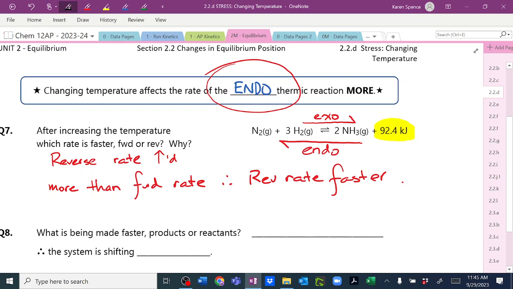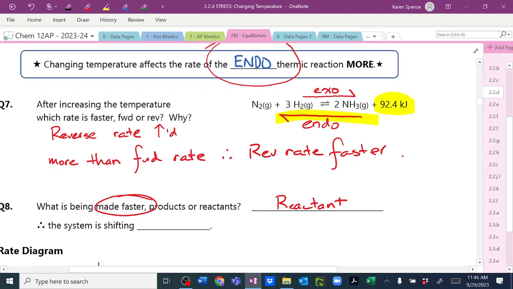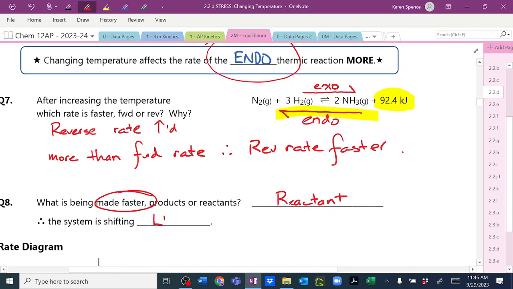If the reverse rate is faster, what are we making faster? Reactants. And this is where it's really nice to just look at this and go, oh, that's a bigger arrow. I am making reactants faster. Yes, the visual can be a really nice clue. And therefore, if I am making reactants faster, I am shifting to the left.